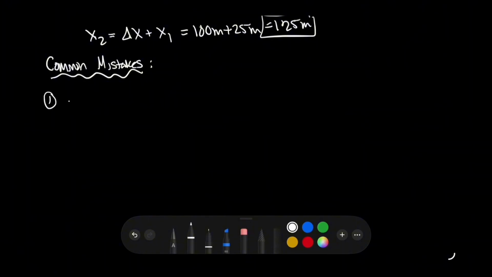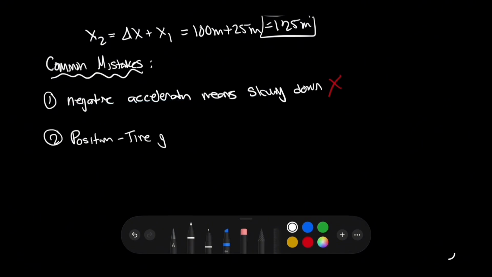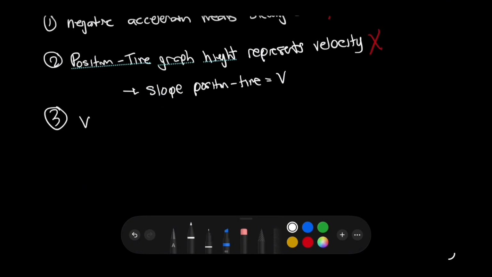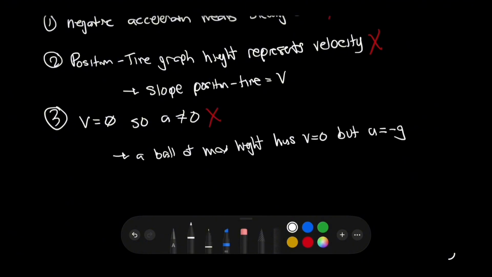The first common mistake is people think that negative acceleration means slowing down. It doesn't necessarily mean slowing down, as we discussed earlier. The second thing is people think that the position time graph height represents velocity. That is not true. The slope of the position time graph represents the velocity. And then a third common mistake I see people make is that people think that if velocity is equal to 0, acceleration is equal to 0. And this is definitely not true. We've seen with the ball scenario, at the max height, the velocity was equal to 0, but the acceleration was still equal to negative g.